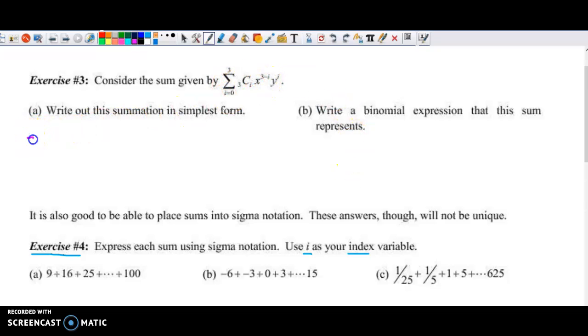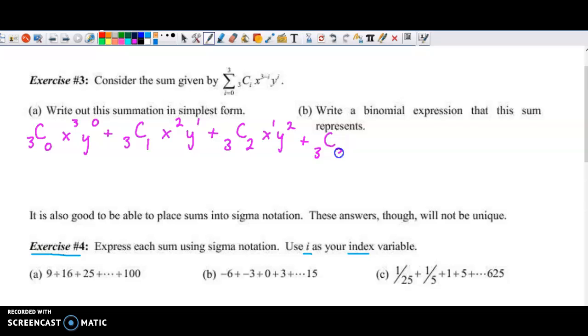type of problem, where you have 3 combination 0, and then x to the 3 minus 0 power would be third, and then y to the 0 power. And then go on to the next one, 3c1 x squared y to the first, plus 3c2 x to the first, y to the second, and kind of ran out of space, 3c3 x to the 0, y to the third.